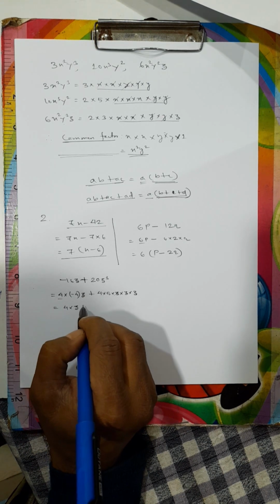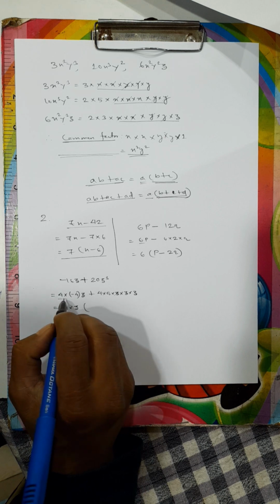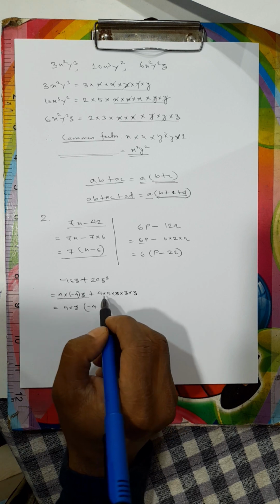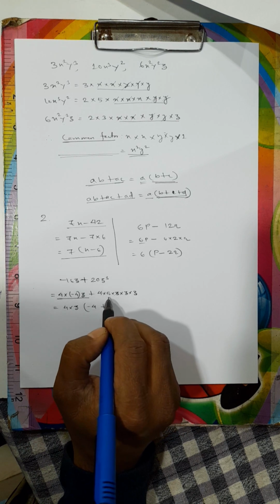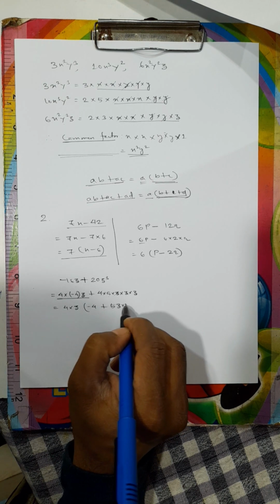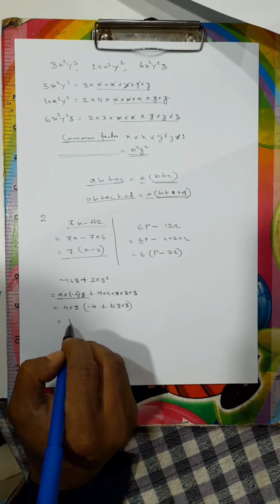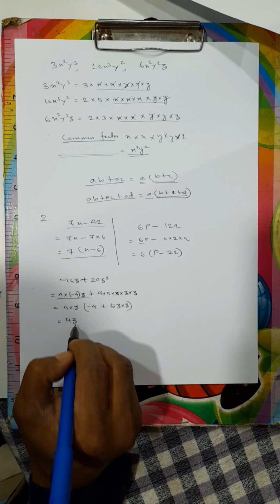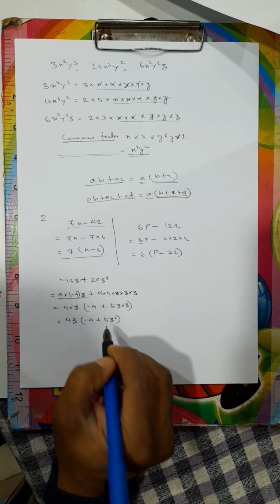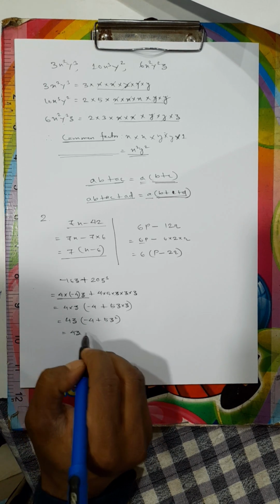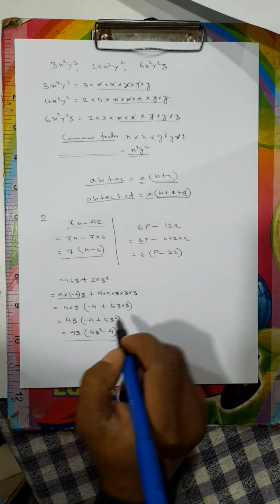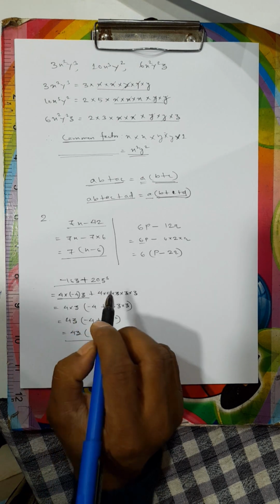So 4 into z. What is left out in the first term? Minus 4, plus what is left out in the second term? 5 into z into z. So the answer is 4z multiplied by minus 4 plus 5z square, or you can write it as 4z into 5z square minus 4. Right? So this is the factorization of these two terms.